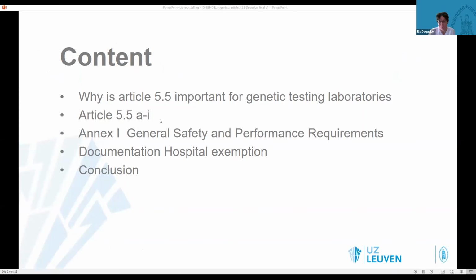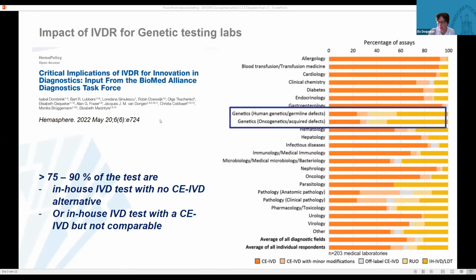So I prepared several topics that are necessary for hospital exemption and why it is important. You saw already this slide by Elisabeth van Biometa-Lyons. In the field of genetics, we have quite a lot of in-house IVD tests which are impacted by the IVDR, so we need to justify the use of our in-house IVD tests. And for genetic tests, this is higher than for the other disciplines.